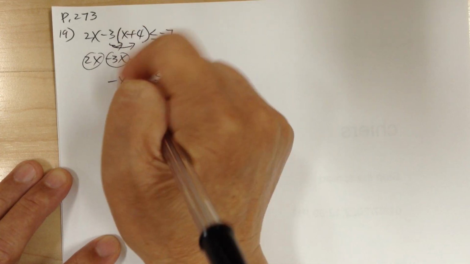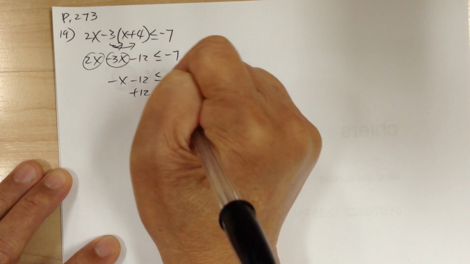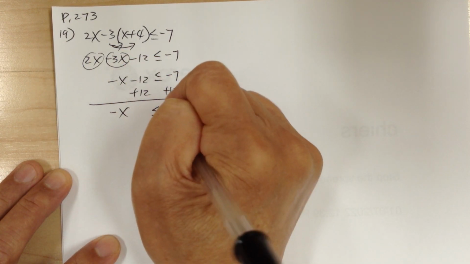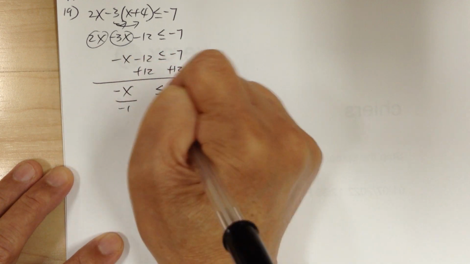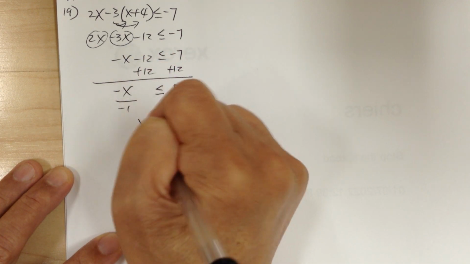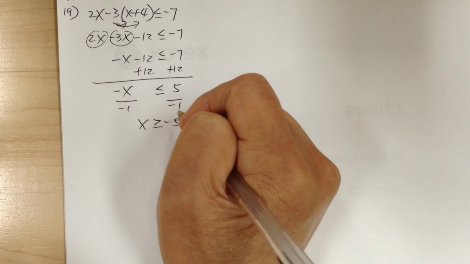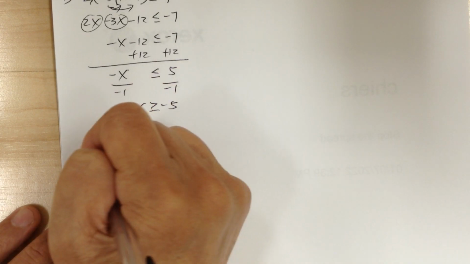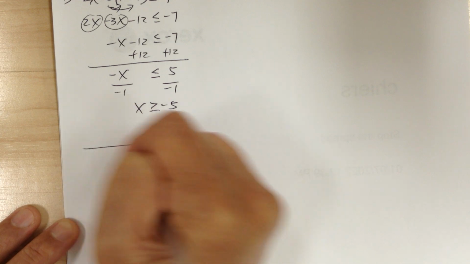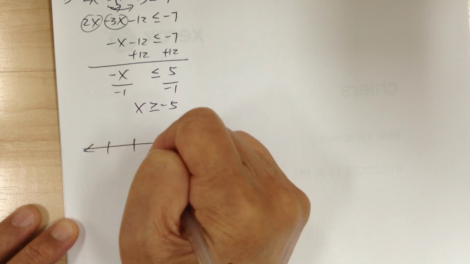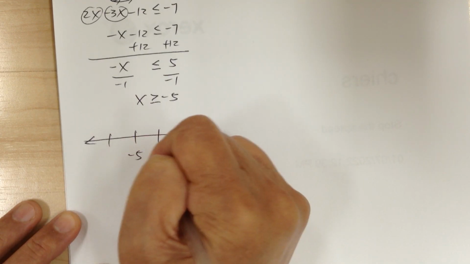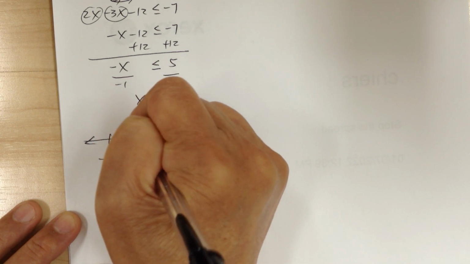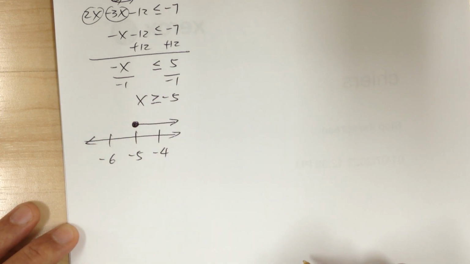Let's move the number to the other side, so plus 12 on both sides. So we get negative x is less than or equal to 5. Divide by negative 1 on both sides. So x is greater than or equal to negative 5. Okay. To graph that, negative 5, so this would be negative 4, negative 6, and this would be a closed circle, and it's going this way. Okay.